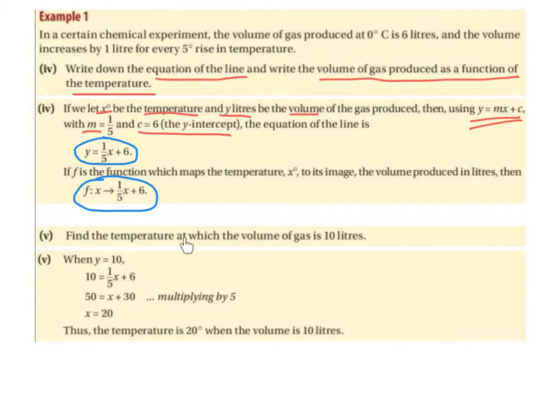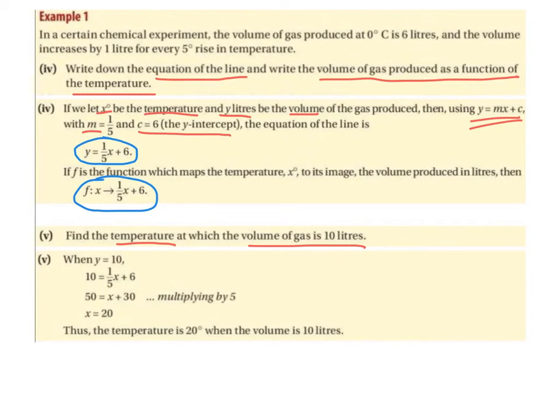Part 5, find the temperature at which the volume of the gas is 10 litres. So we already said up here that x represented temperature and y represented the volume of the gas. So if we're interested when the volume of the gas is 10 litres, then we're interested in when y is equal to 10. So we substitute y is equal to 10 into our equation that we created. So we swap that y for a 10. So we get 10 equals a fifth x plus 6.